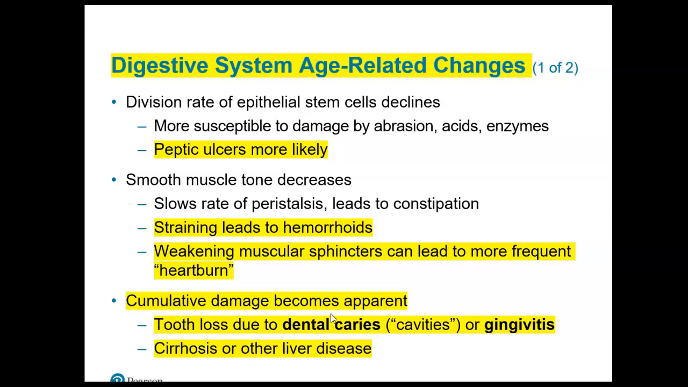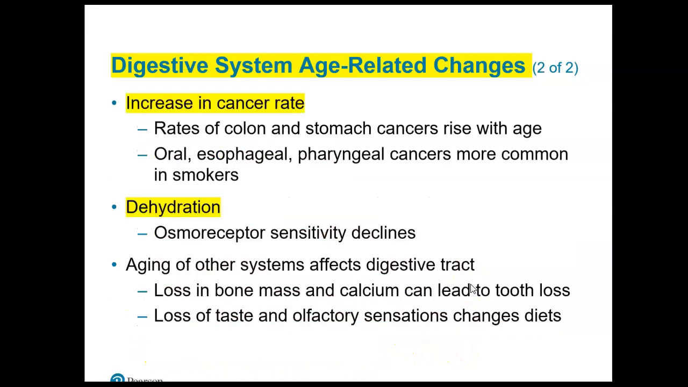Cumulative damage becomes apparent, so they end up having more dental caries or cavities, and gingivitis or inflammation of the gums. Cirrhosis or other liver disease just tends to increase with age. And then there's a quiz question about why the cancer rate increases in older people.